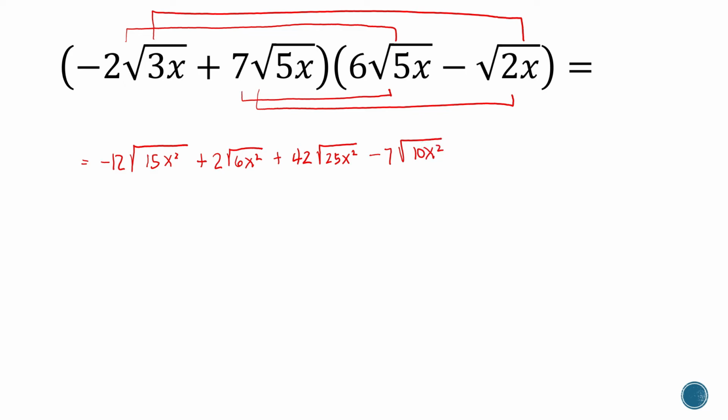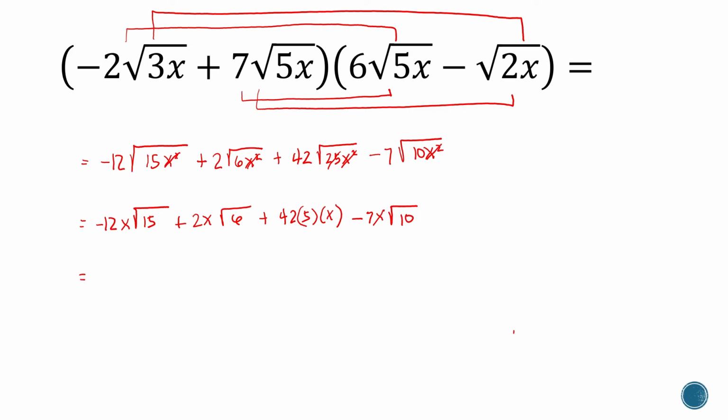Now let's see if we can simplify this further. This is negative 12. That x squared, the square root of that is x. So this is 15 plus, square root of x squared is x. So this is 2x square root of 6 plus 42 square root of 25 is 5. Square root of x squared is x. Okay, so that only leaves us with this, minus square root of x squared is equal to x. So this is 7x square root of 10.